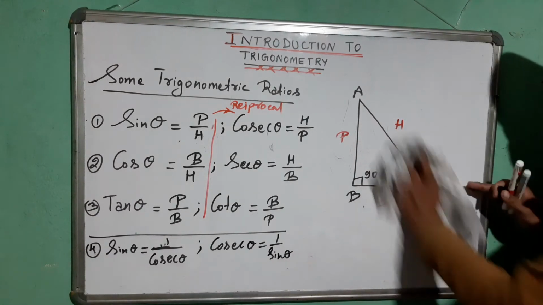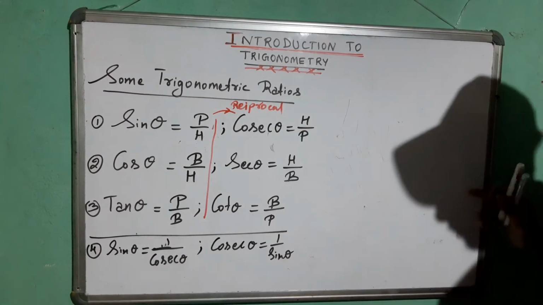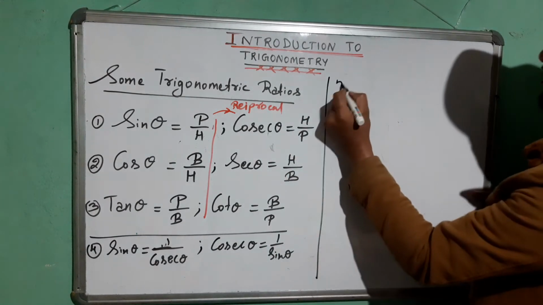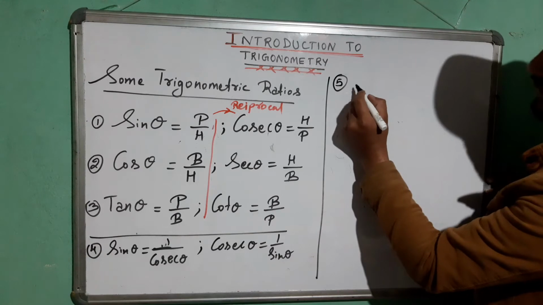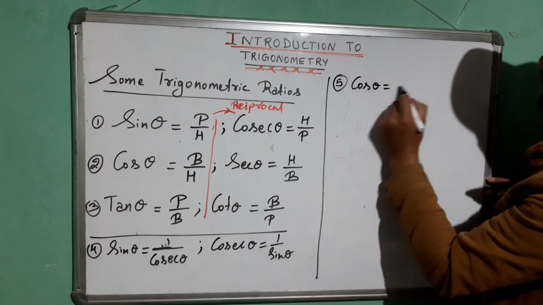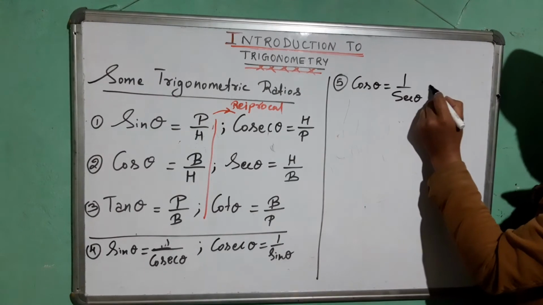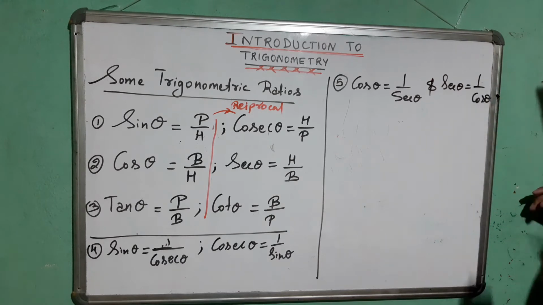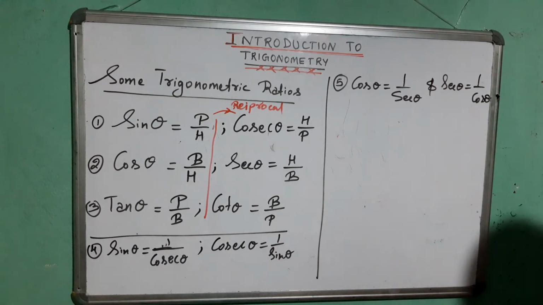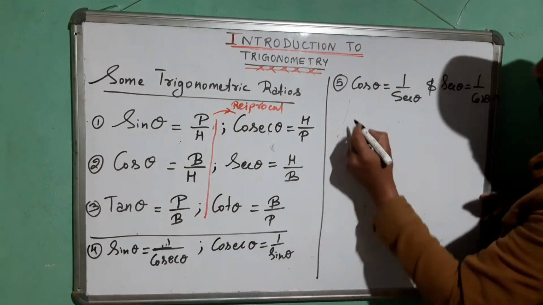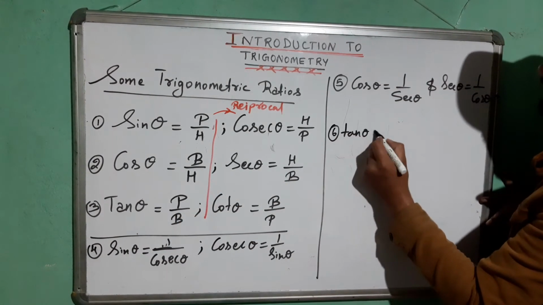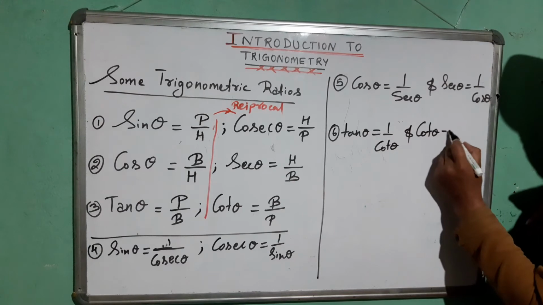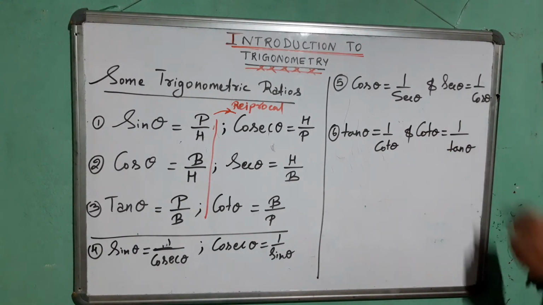Number 5, you can make the reciprocal relation between cos theta and sec theta. Cos theta is equal to 1 by sec theta, and sec theta is equal to 1 by cos theta. Similarly, you can make a reciprocal relation between tan and cot. Number 6, tan theta is equal to 1 by cot theta, and cot theta will be 1 by tan theta.